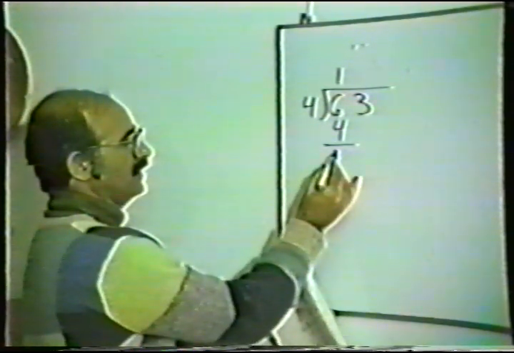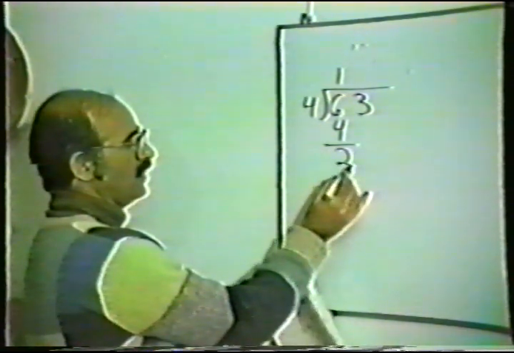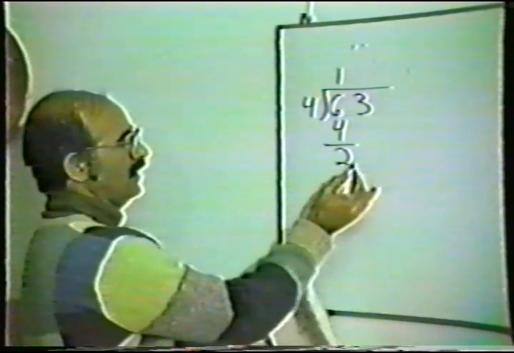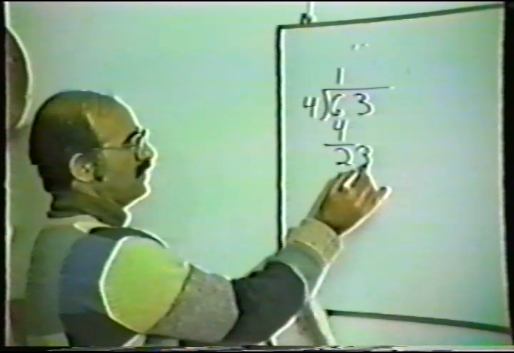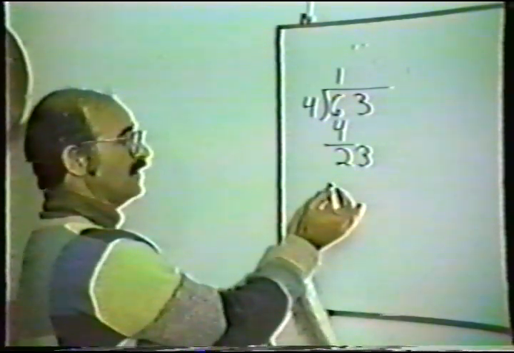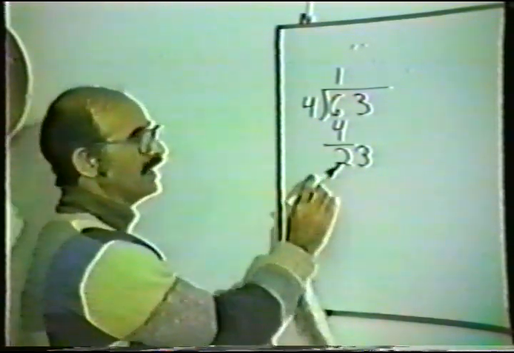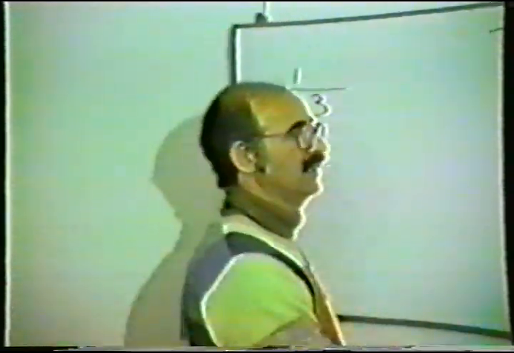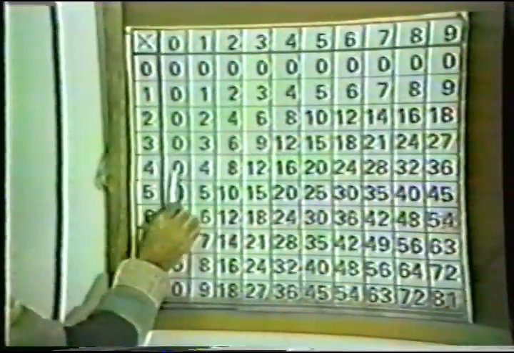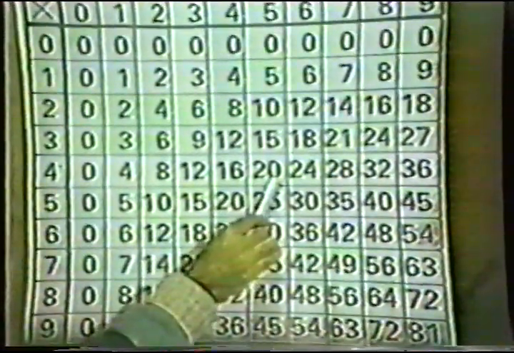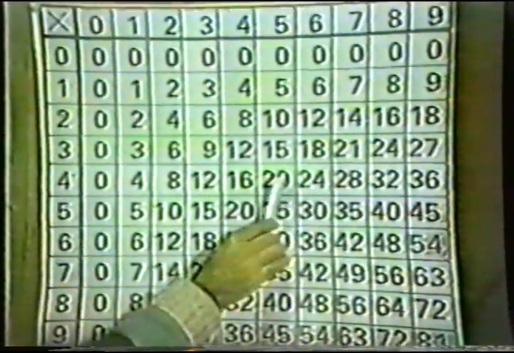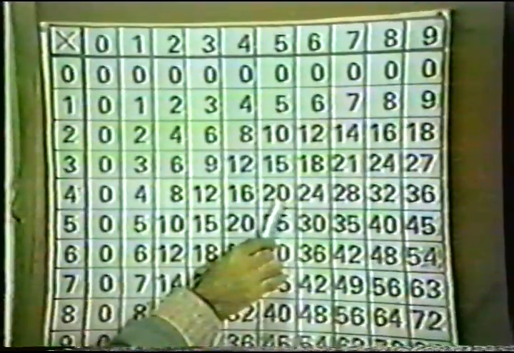Subtract, get 2. And what do we call the next step? Bring down. And we bring down the 3. The next step is to divide again. 4 into 23. Tell me when to stop. Stop. We have to use the 20. Remember that 20, and go up and get the 5.